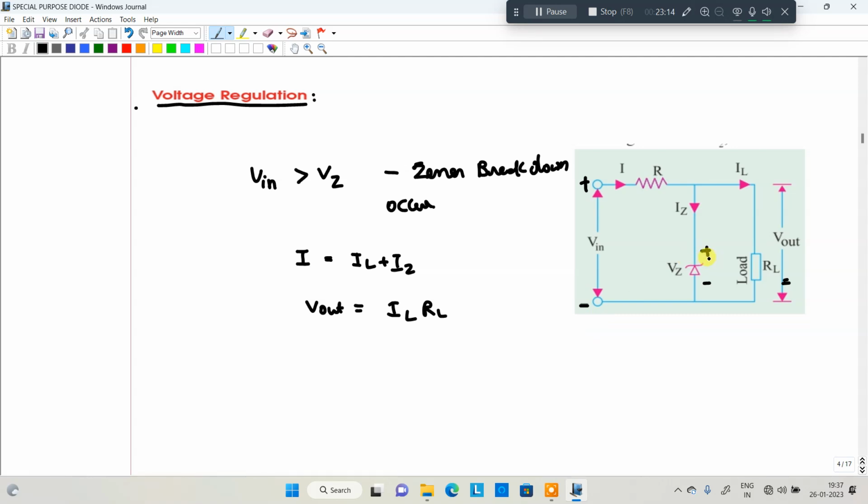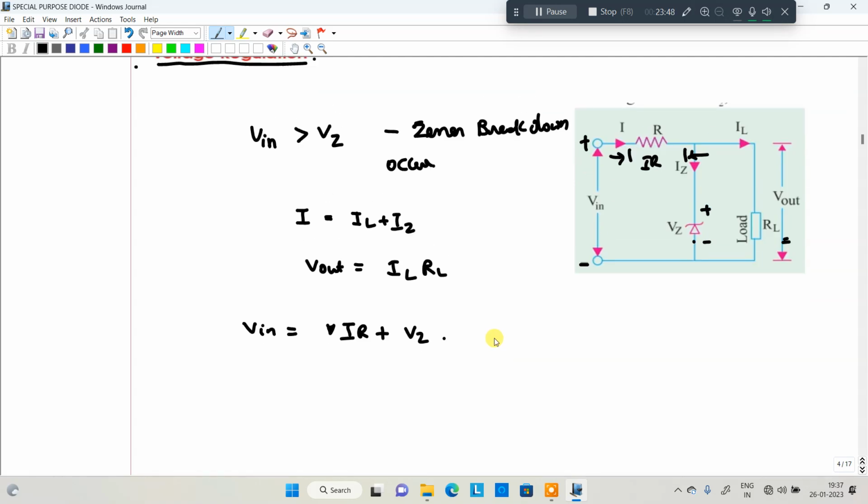What about the voltage drop at the input? The voltage drop here is VZ, which is the same as VL. What is the voltage drop across these two resistors? The voltage drop will be V input. The voltage drop here is current into resistance, that will be I into R, plus VZ. That is the total voltage. So we have considered two cases. This is about this particular voltage regulator circuit, and which parameter is going to be changed even though the voltage will be constant.